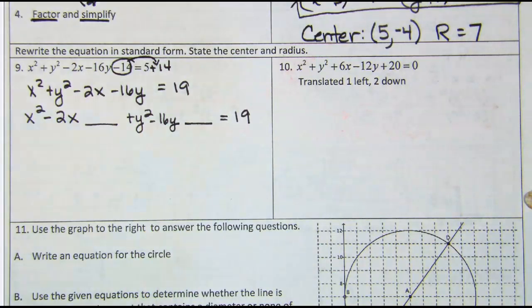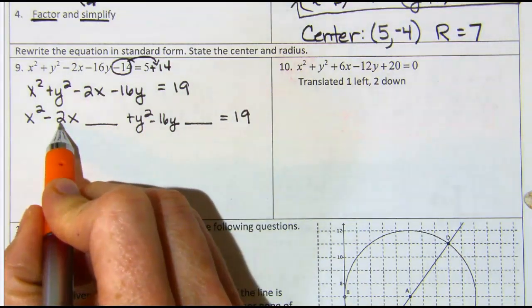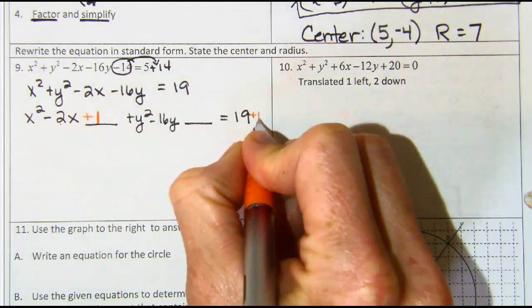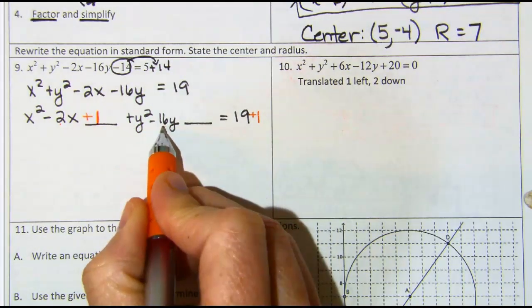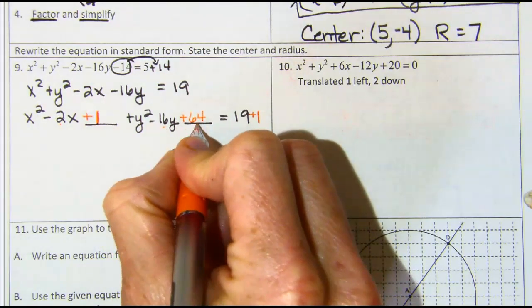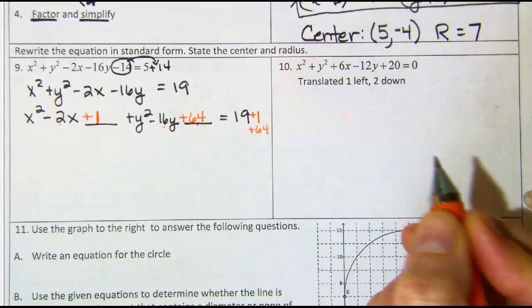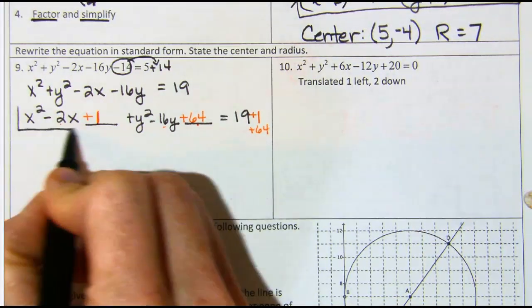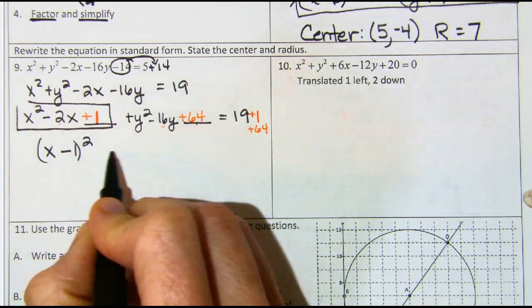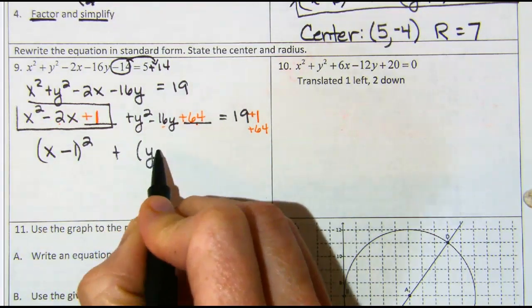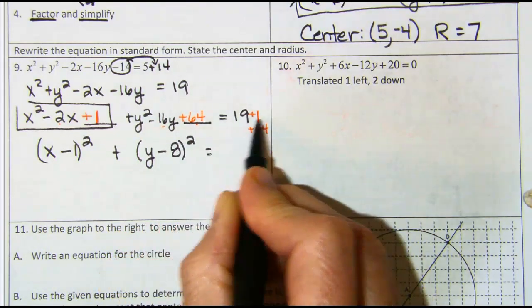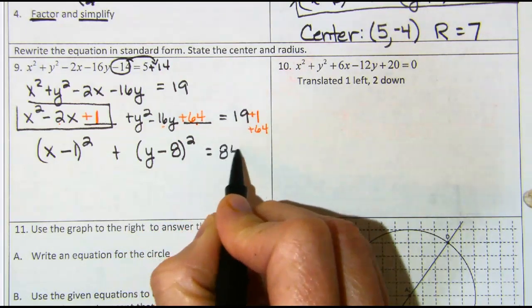Next part, complete the square. Half of negative 2 is negative 1. Negative 1 squared is 1. If I add it to this side, add it to this side. Half of negative 16 is negative 8. Negative 8 squared is 64. If I add it to this side, add it to this side. Now, factor this portion, and you will get (x minus 1) squared. Factor this portion, (y minus 8) squared, equals 64 plus 20, which is going to be 84.